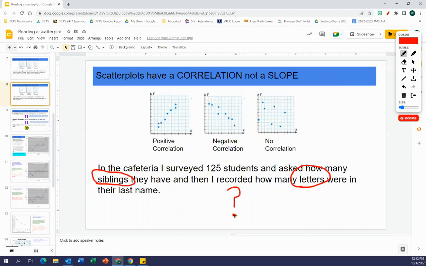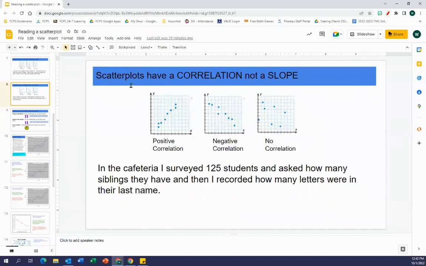Do the number of brothers and sisters you have anything at all to do with how many letters are in your last name? Not at all. So if I graphed that, it would probably look like this. Dots crazily all over the place. And because they have no relationship at all to each other, I say they have no correlation.